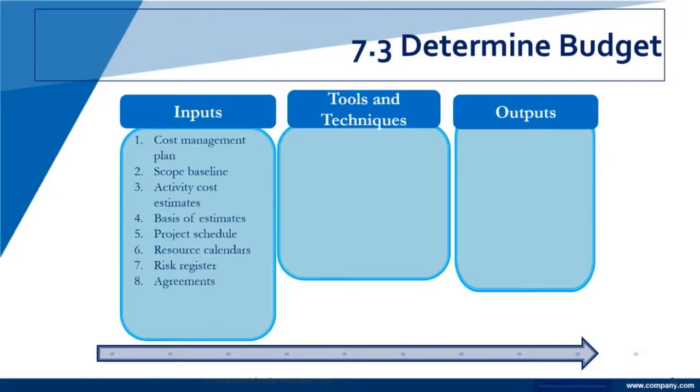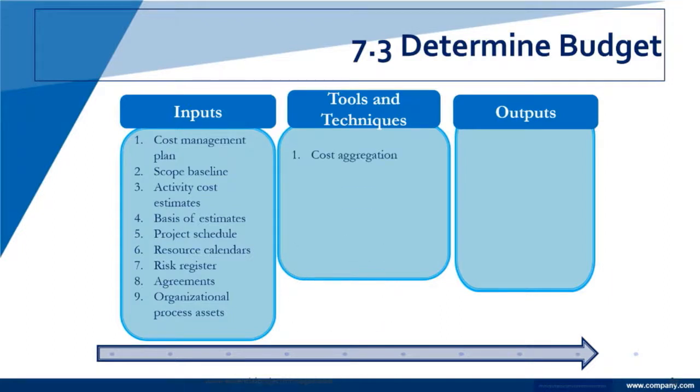So we also have agreements. If you have contractual agreements with vendors or with other organizations, you need to have that in place before you determine your final budget. Organizational process assets are also a part. We need to understand how we do things with our organization.